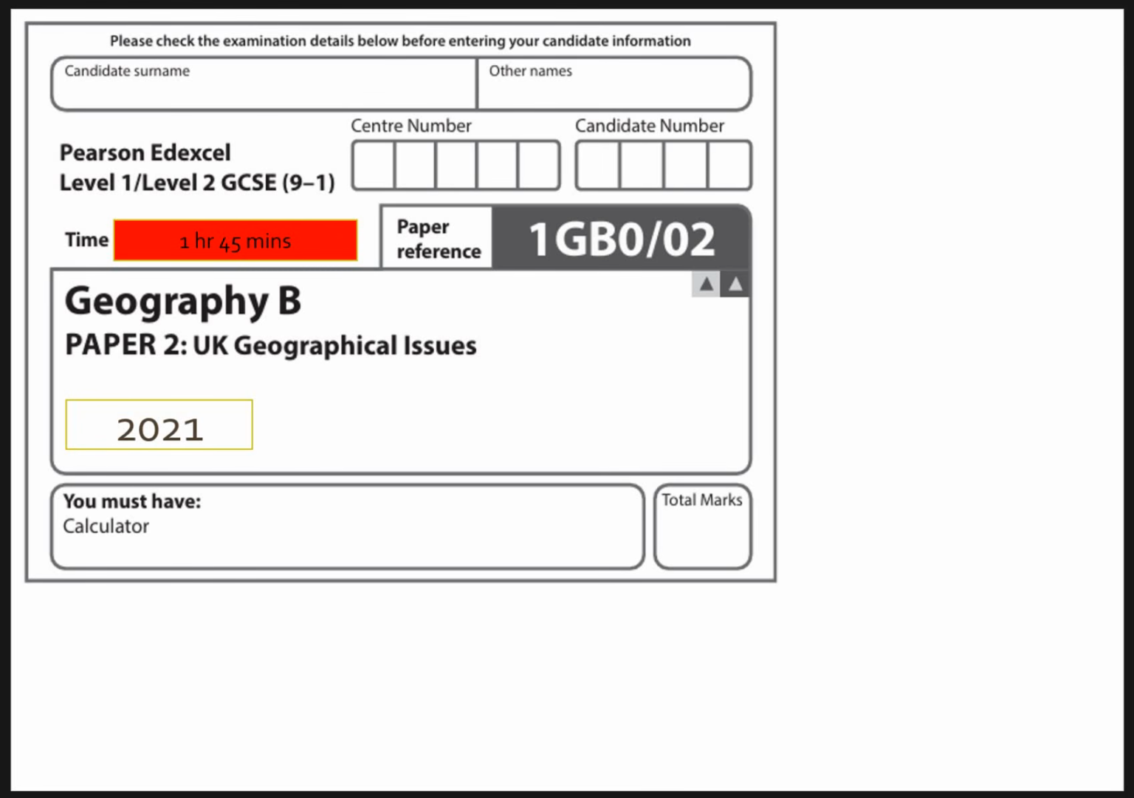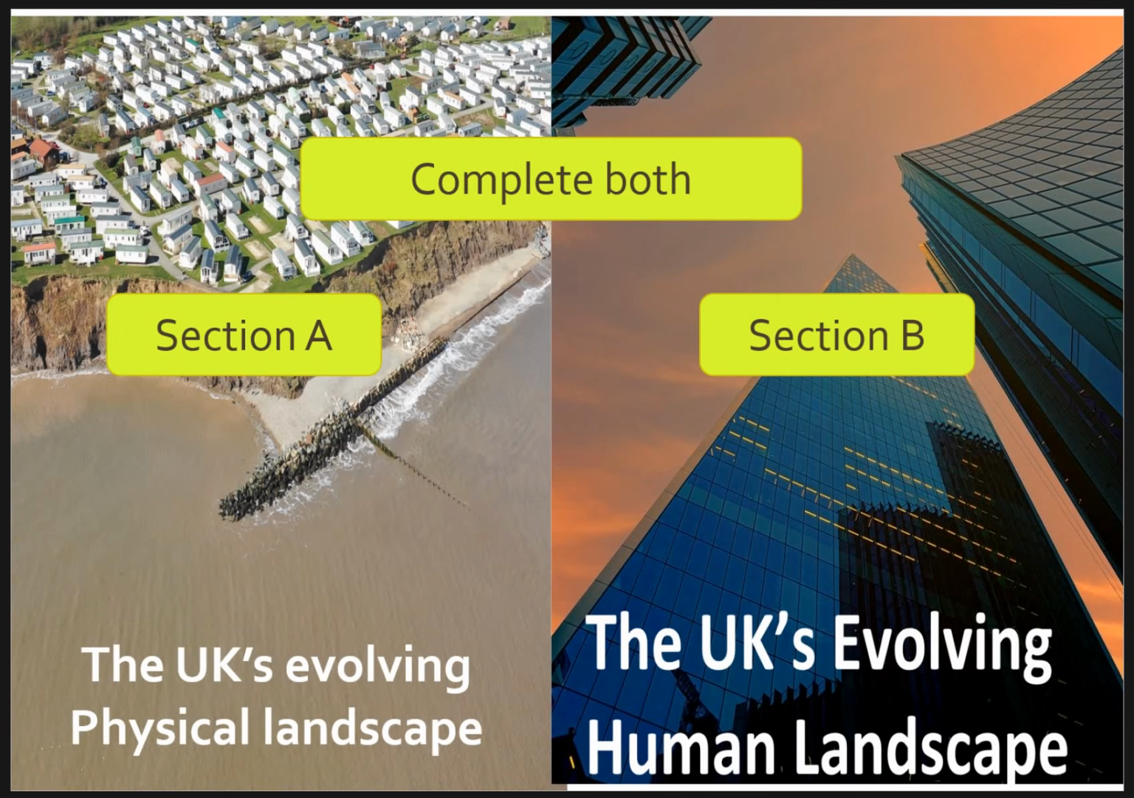Probably the first thing to say is to remind you of how this paper is structured. There are three sections. Section A is physical landscape, section B is human landscape. You are to complete both those sections. That's pretty obvious. We've done those two topics almost separately, but obviously there is some overlap as well. The third part of the paper is around fieldwork, and this is where you've got some options. We've got to make sure we're answering the right thing. So section A, section B, do both.